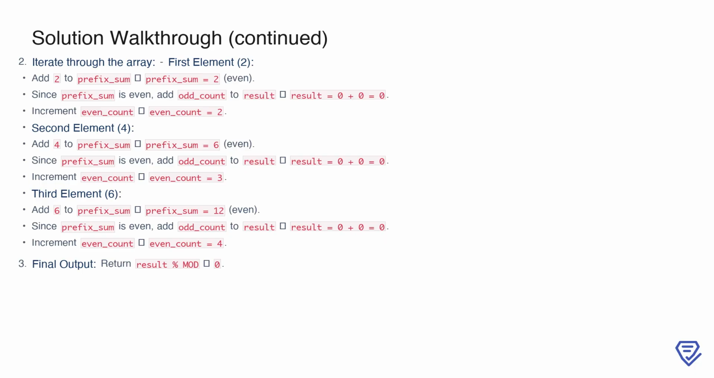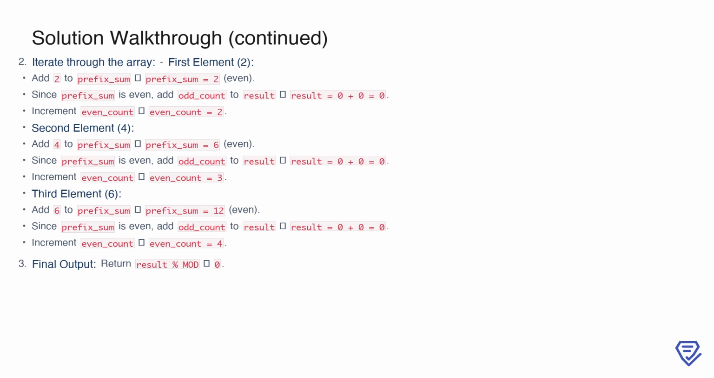For the second element, 4, adding it to prefix_sum gives 6, which is also even. Again, we add odd_count to the result, and since odd_count is still 0, the result remains unchanged at 0. We then increment even_count to 3.